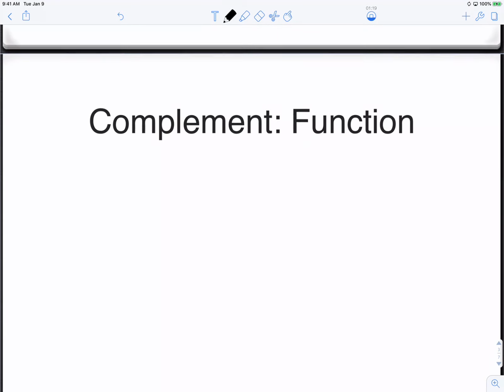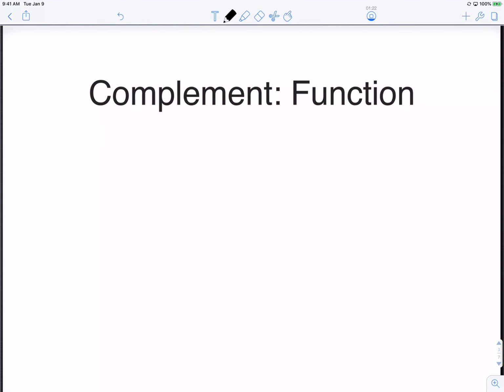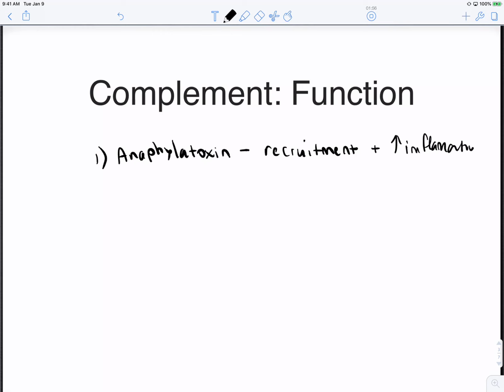Now, what is important to understand about complement before we discuss the different components is its function, because this will help you to understand when we talk about the cascade of activation within complement. So the function of complement really comes down to three basic things. You're going to have an anaphylatoxin function, and an anaphylatoxin is basically a recruitment of the immune system, and it increases pro-inflammation. And so that's the first function of complement.